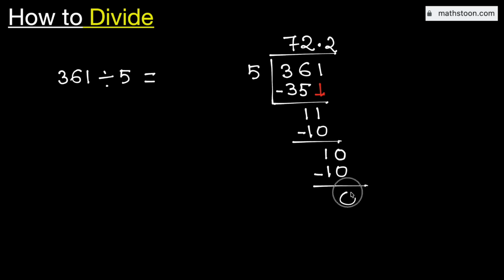Subtract, we get 0. Therefore, 361 divided by 5 is equal to 72.2. And this is our final answer.